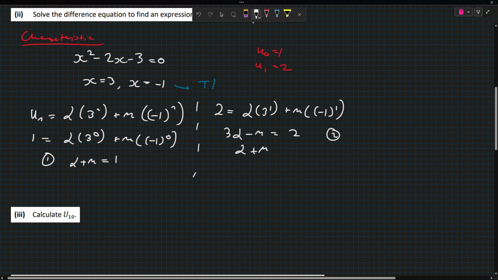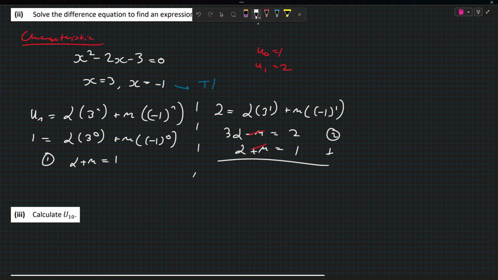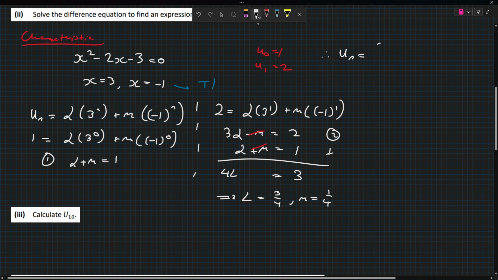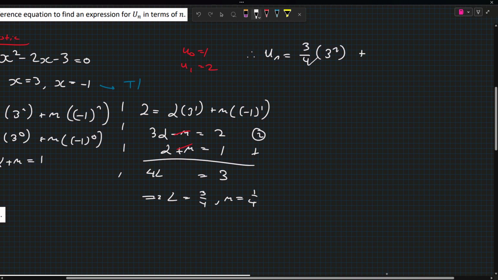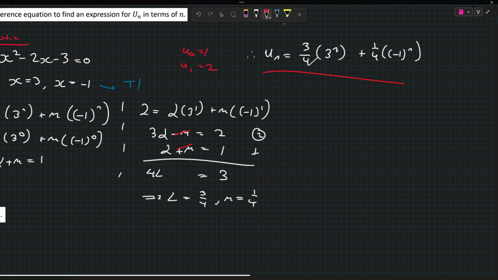So if we do L plus m is 1 here, and add them, well, the m's are going to go, and we're left with 4L is 3. So L is 3/4, and to get m here, it's just 1/4, because 3/4 plus 1/4 is 1. So therefore, right up here, un is L times the first root to the power of n plus m times the second root to the power of n. And that's our difference equation.